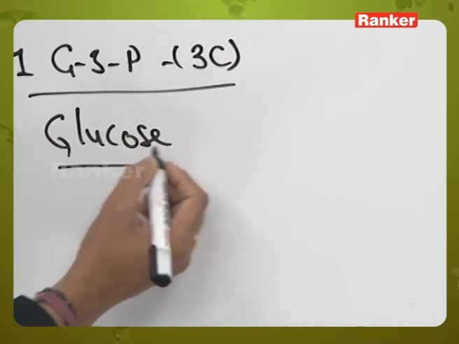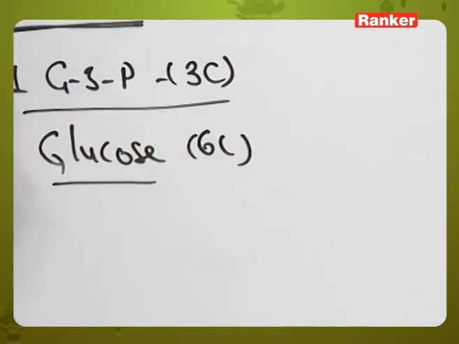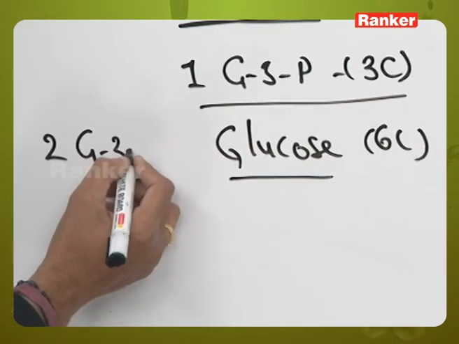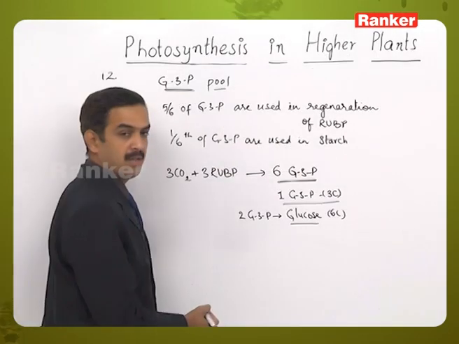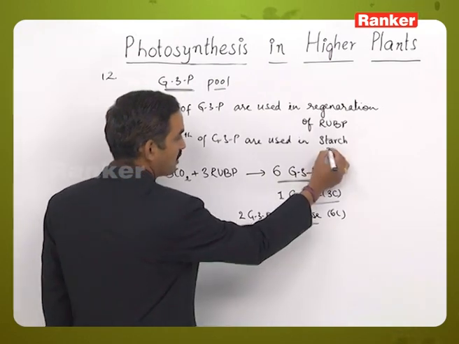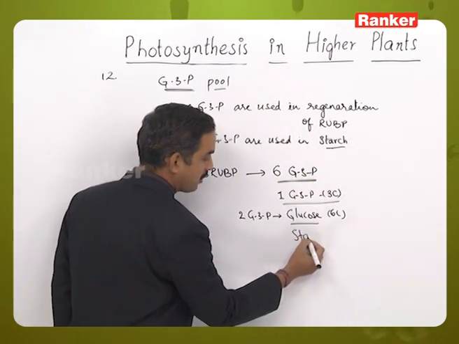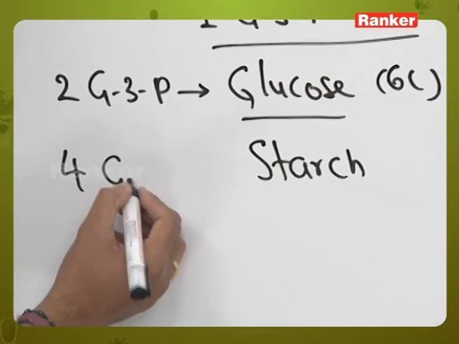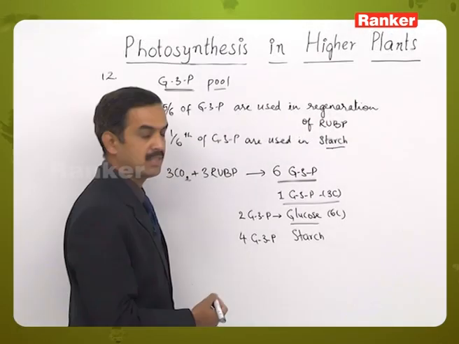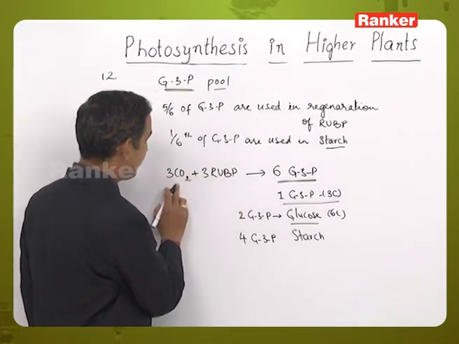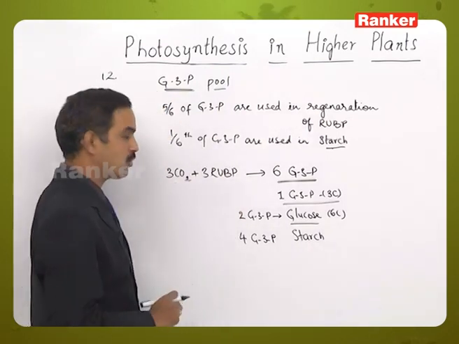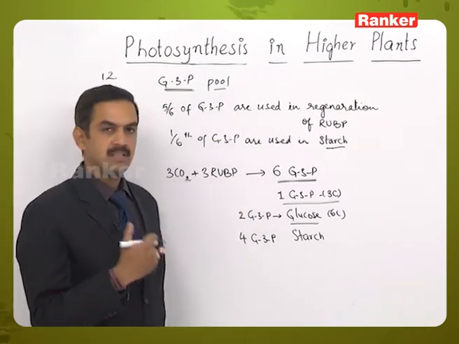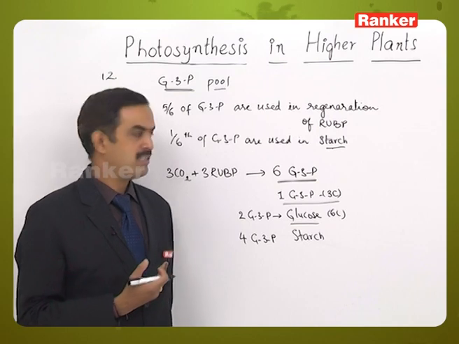Glucose is a 6 carbon molecule. That means instead of 1 G3P, they require 2 G3Ps to produce 1 glucose molecule. But in the question, it is a starch molecule. So the starch molecule requires a total of 4 G3P molecules. That means instead of 3 carbon dioxide molecules, the number should be 12 carbon dioxides plus 12 RuBP, giving rise to 12 G3P molecules.